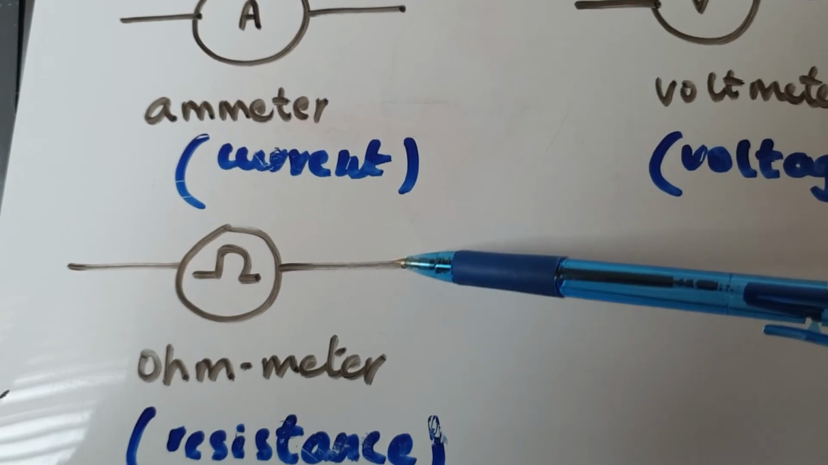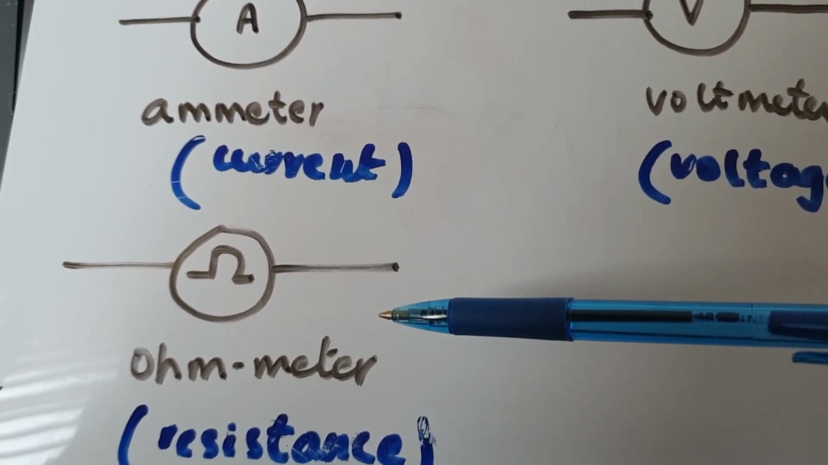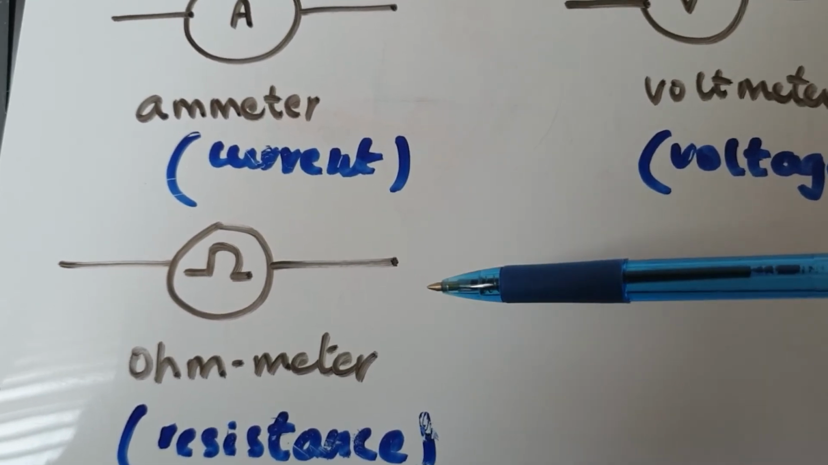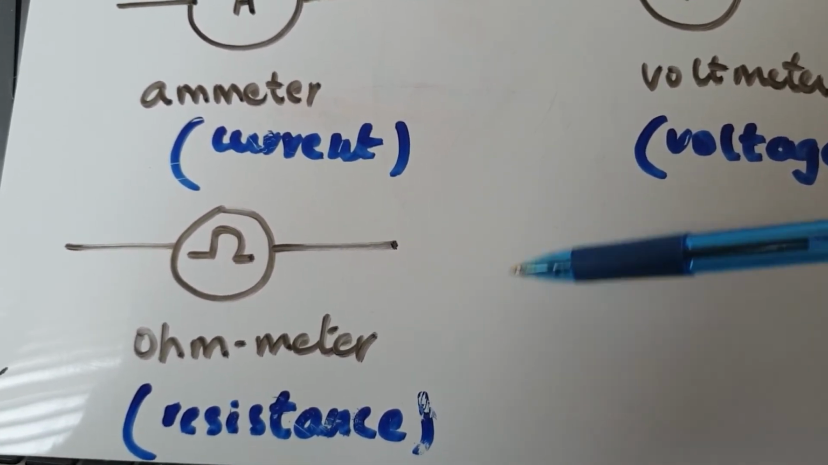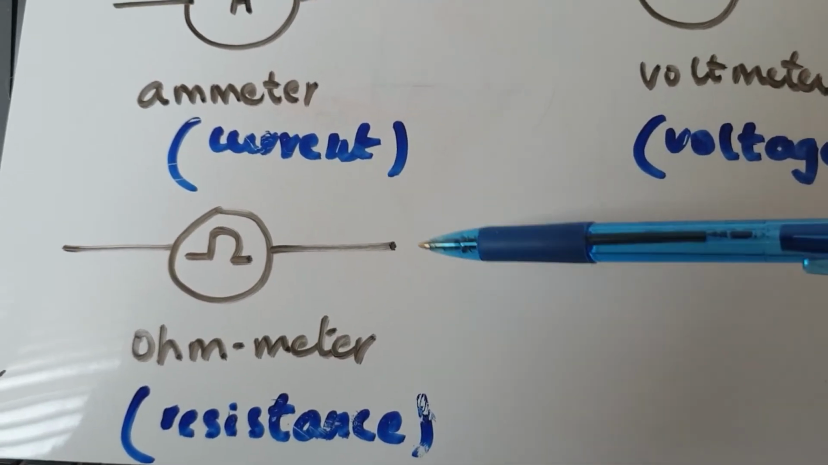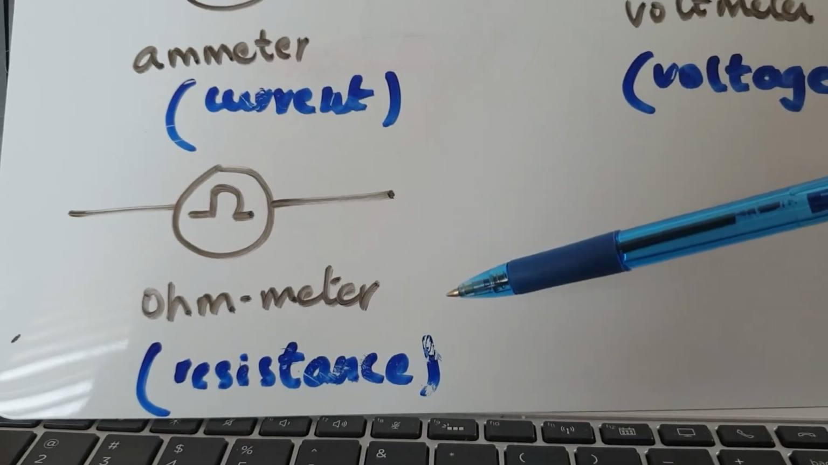Now, the thing with the ohm meter is that resistance is never measured when a component is connected to a circuit. It's always measured by itself. So when a current is flowing, you don't measure resistance. Then it's just a component by itself, disconnected from the circuit.